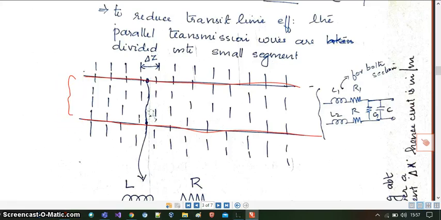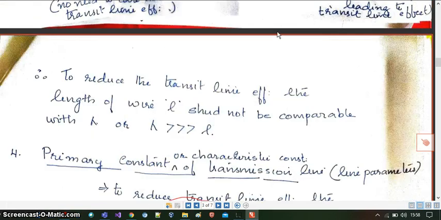Now here what I have done is I have divided these two conductors into small segments. You can see the dotted line. Why I have done so is to reduce the transit time effect. So then what is transit time effect?